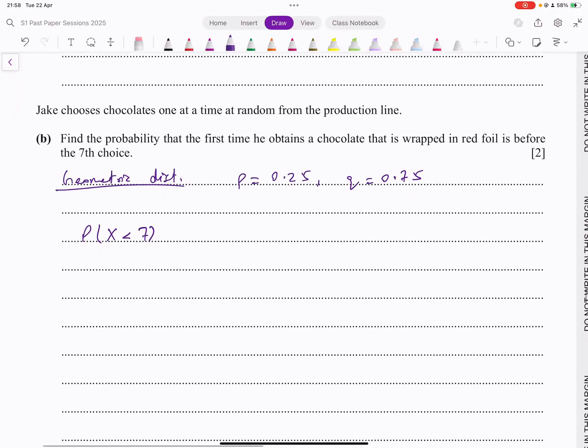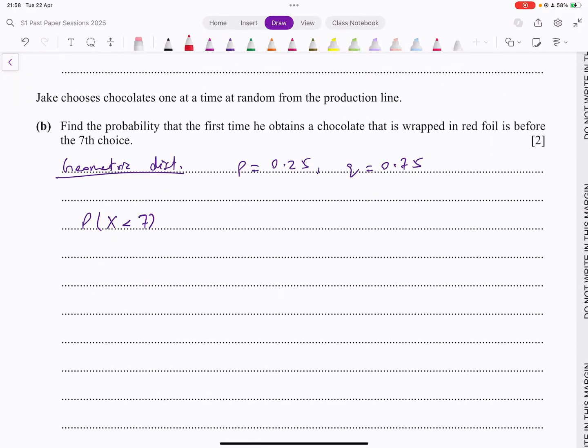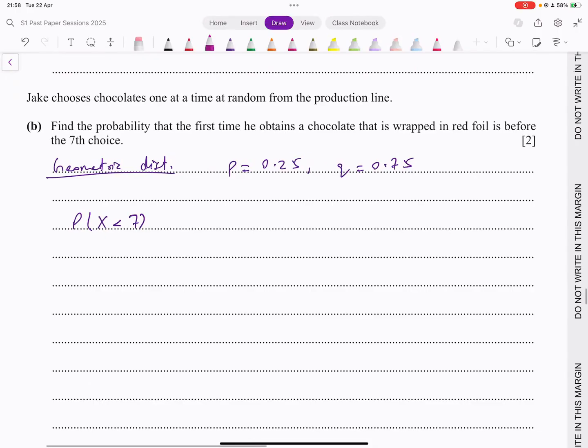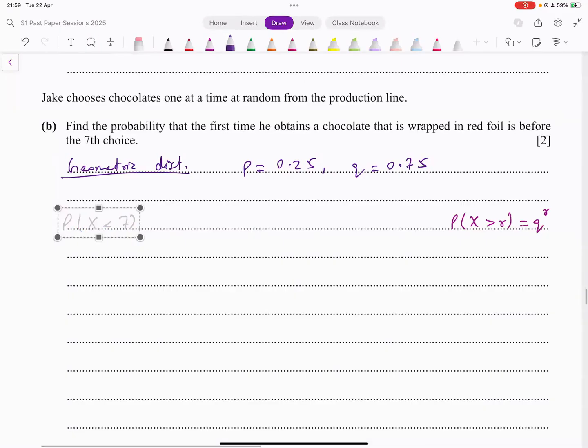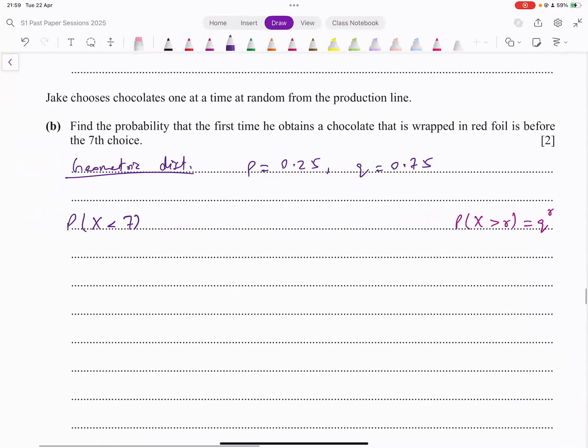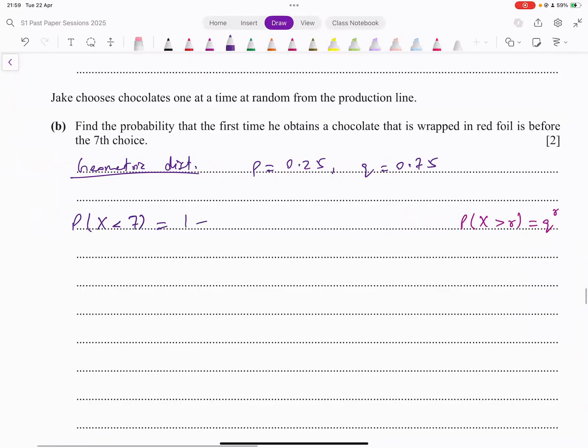However, for geometric distribution, we also have a formula for inequalities, remember? What's that formula? The formula is probability of x being greater than r, that is equal to q raised to power r, right? Now, can we convert it to a form like that somehow? The formula is for greater than, and here we have less than, so that means we'll have to do 1 minus something, right? 1 minus something. Now, 1 minus what? That's what we have to think about.